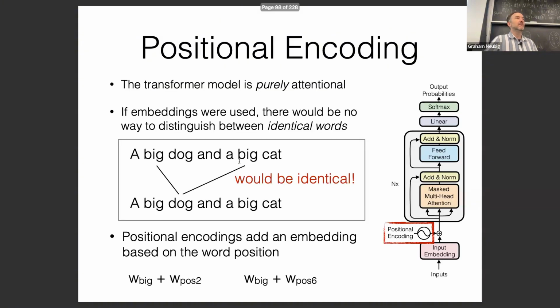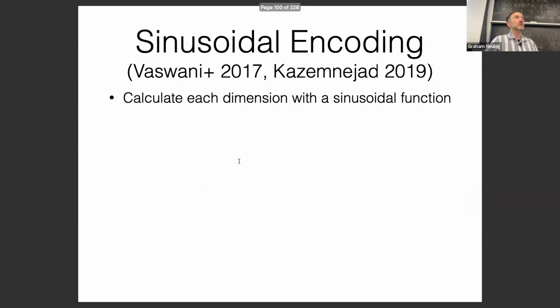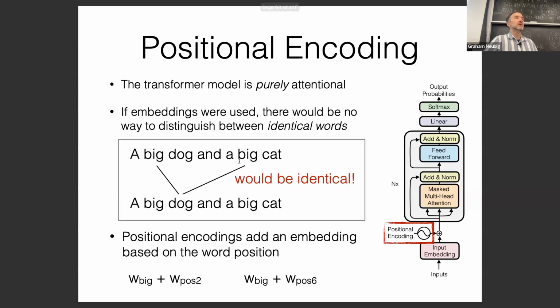Is there a reason why they're added and not concatenated, you said? Yeah, so that's a great question. It's a question that I hear a lot about adding any sort of auxiliary information into a model. It doesn't just have to be position encodings, it could be anything else.